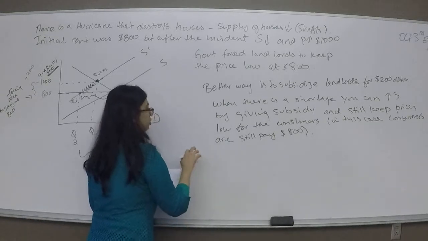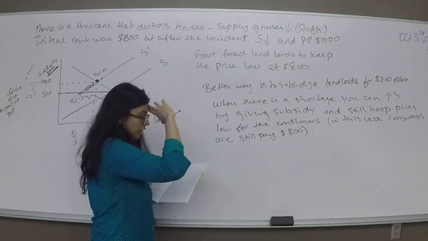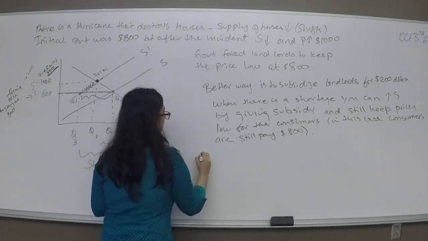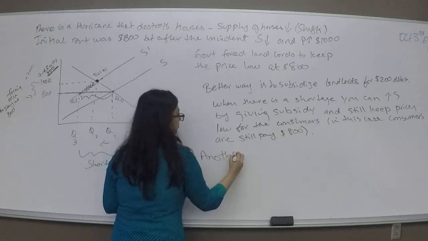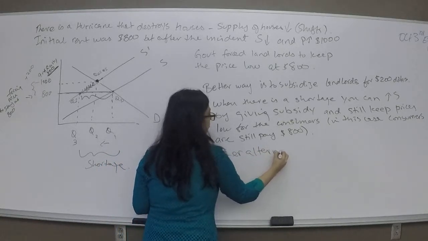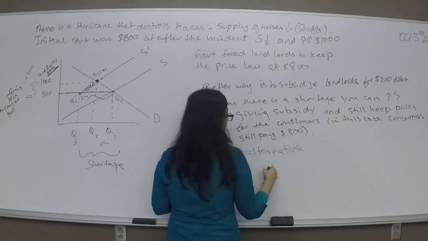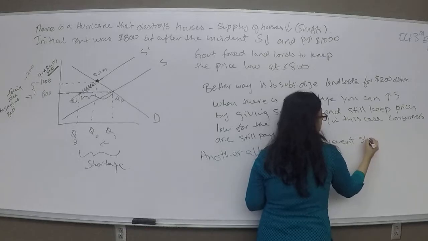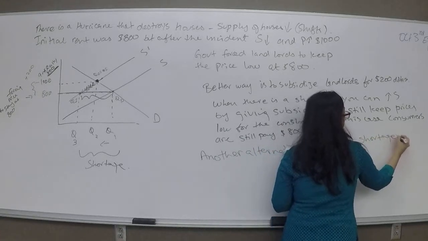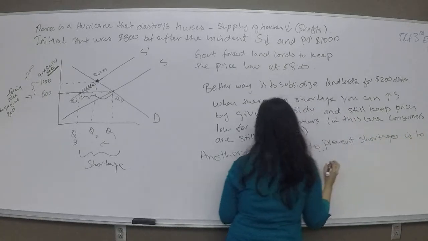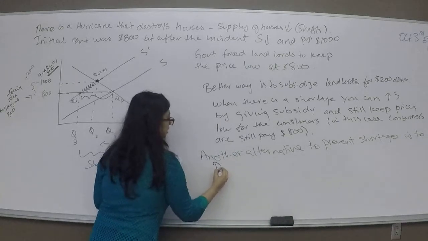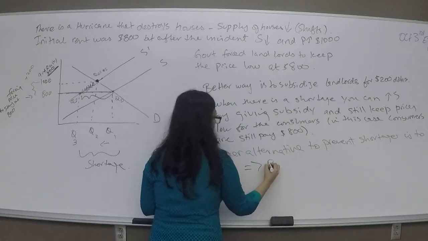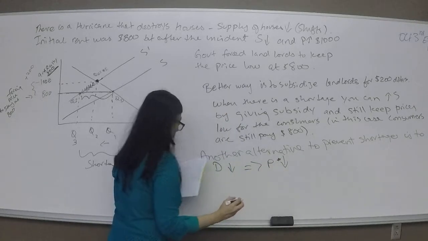Another way to achieve the same kind of result, another alternative to prevent shortage, is to decrease demand, which will decrease the equilibrium price.